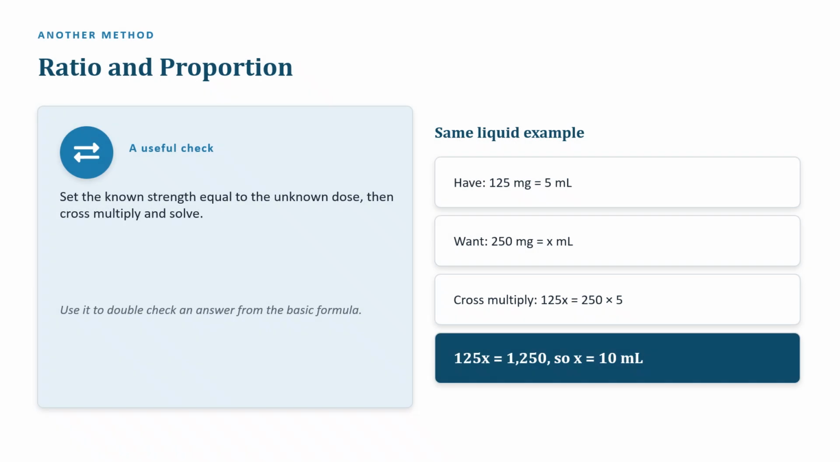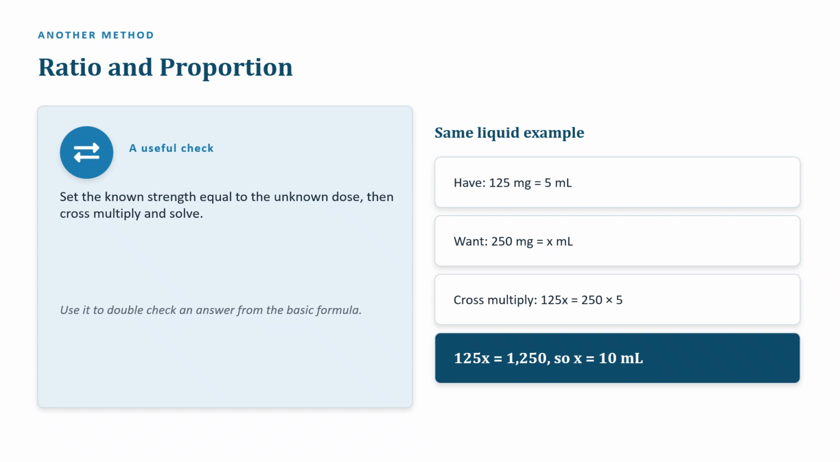There is a second method for dosage calculation called ratio and proportion, and it's worth knowing for 2 reasons. First, some people find it more intuitive than the formula. And second, and more useful for everyone, it gives you an independent way to double check an answer you got from the basic formula. Using 2 different methods and getting the same result is a powerful safety habit.